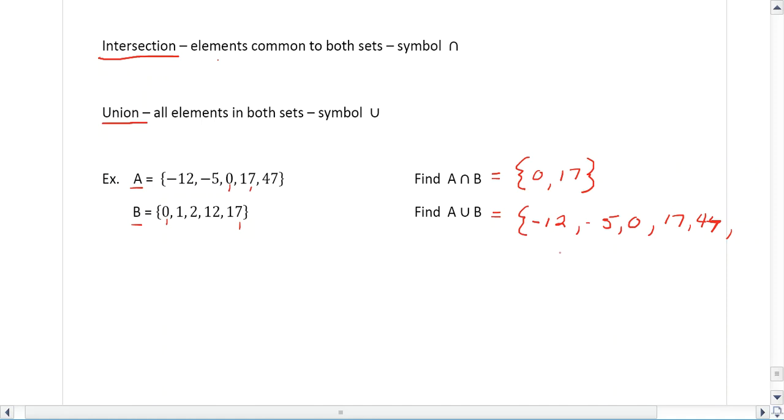What else do I need? 1, 2, and 12. Okay, check my work and make sure I got them all. So again, union, all of them in both sets. Intersection, only the elements that exist in both, that they both have in common.